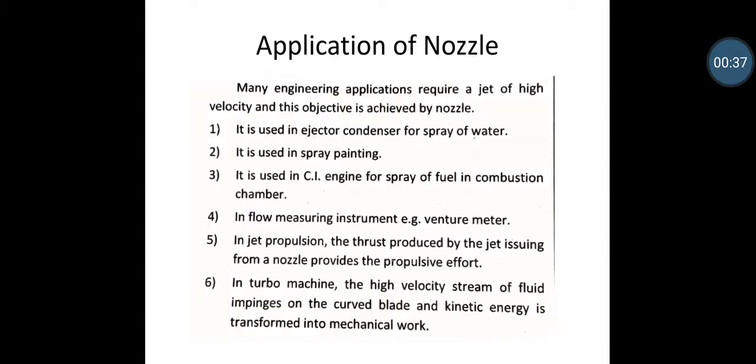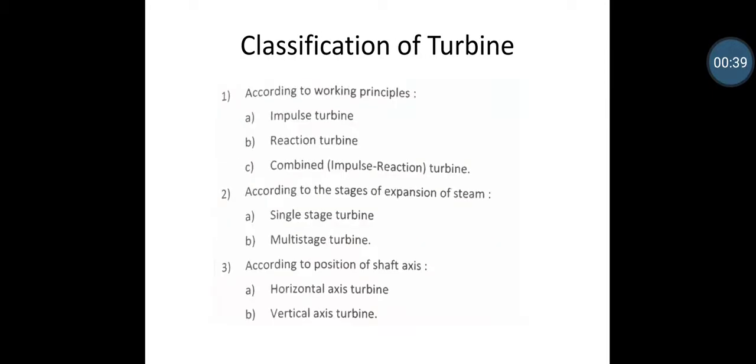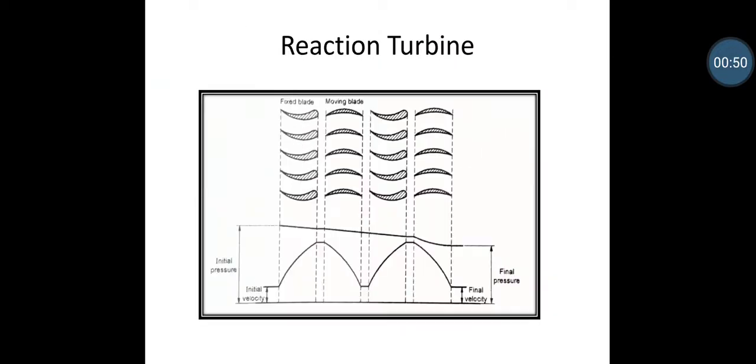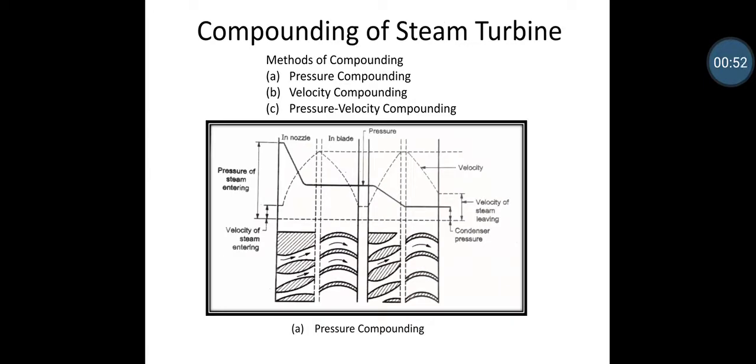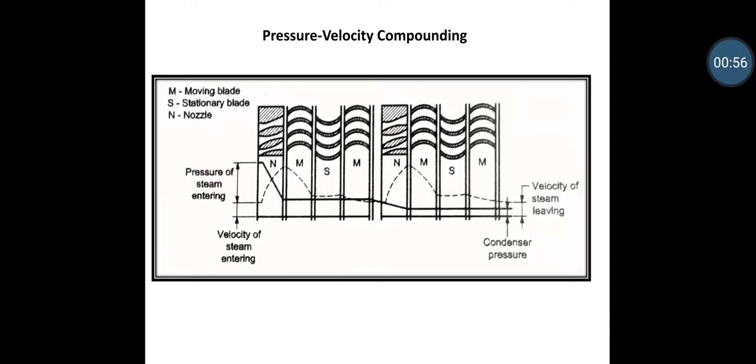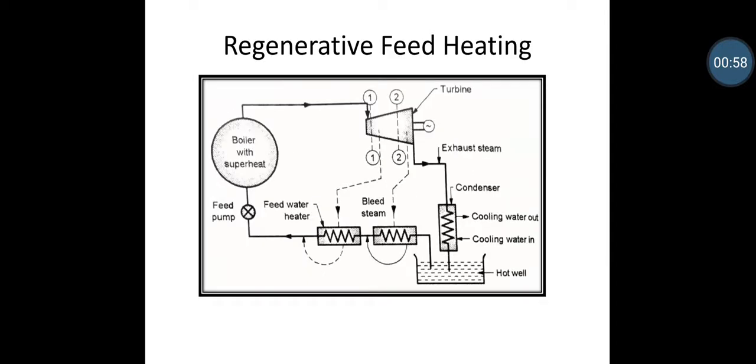We have seen the applications of the nozzles. We have seen the classifications. There are a total of 7 classifications of the nozzles. We have seen the impulse turbines, reaction turbines, compounding of steam, velocity compounding, and pressure velocity compounding.